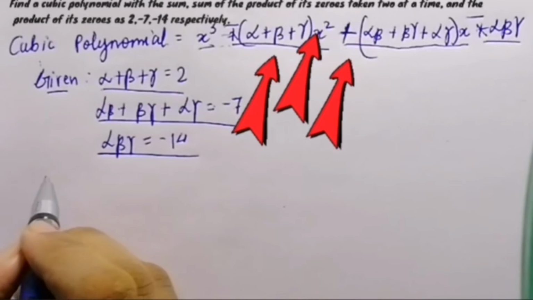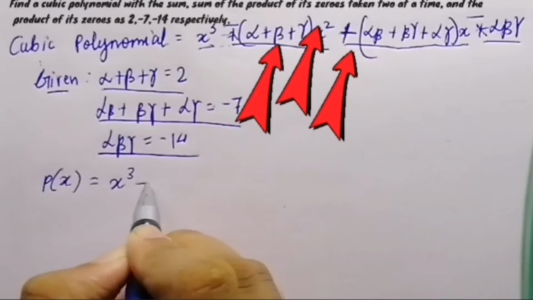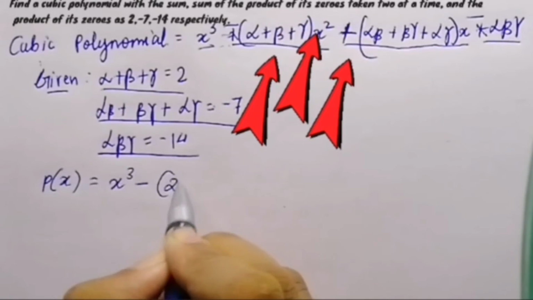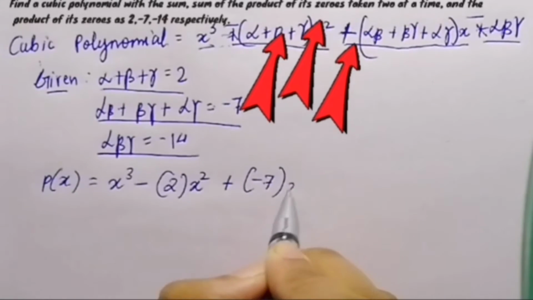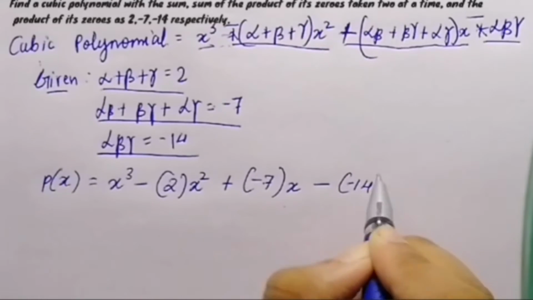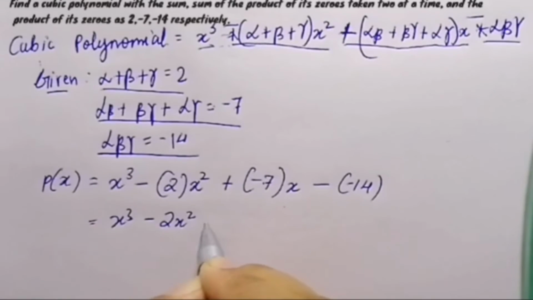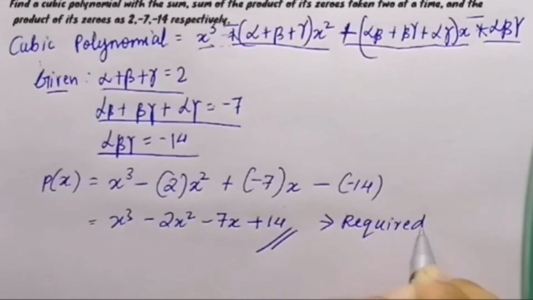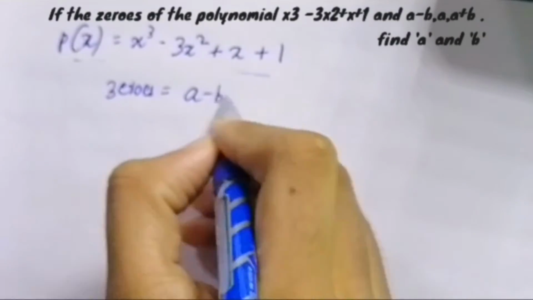I would like to also explain that a cubic polynomial is in the form of x cube minus the sum of its zeros into x square plus the sum of the product of zeros taken two at a time into x minus the product of zeros. And so this question is very simple, as we are given the sum, the product and the sum of the product taken two at a time. So we just need to put them in place with the correct sign. And this is our required polynomial.